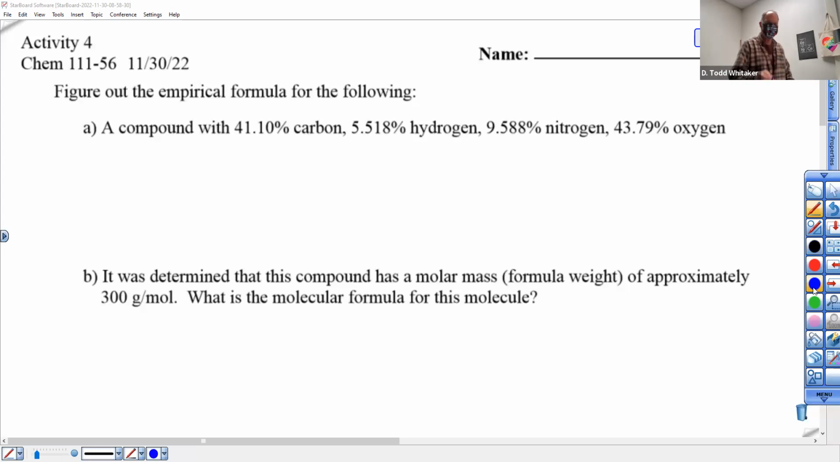How much stuff did we start with? How many grams of stuff did we start with? Why did you choose that number, 100 grams? Because all these percents add up to 100, and now they'll be grams. That's what we like. We'll do C here.